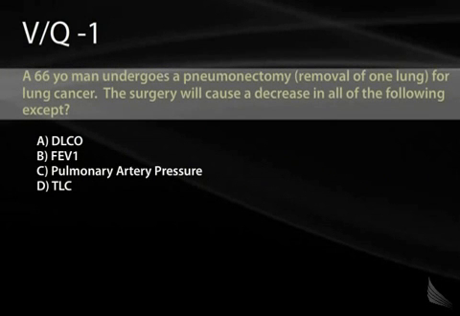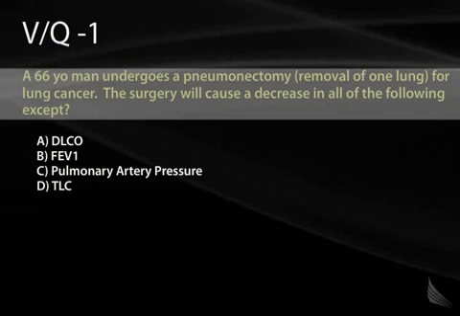Let's do a question. A 66-year-old gentleman undergoes a pneumonectomy, taking out one whole lung for lung cancer. The surgery is going to cause a decrease in all the following except we'd obviously expect his diffusion capacity to go down because we have half of the alveolar capillary units. We would also expect his FEV1 to go down. He's got one less lung to use.